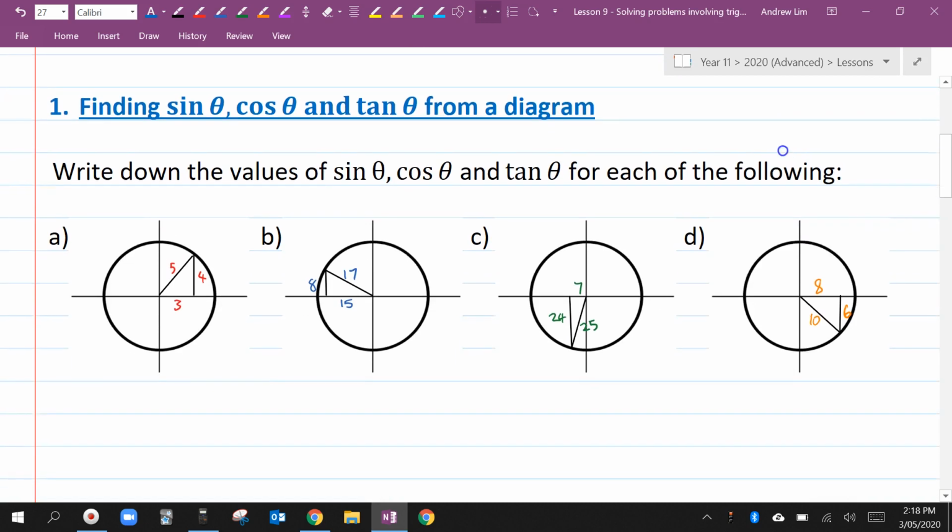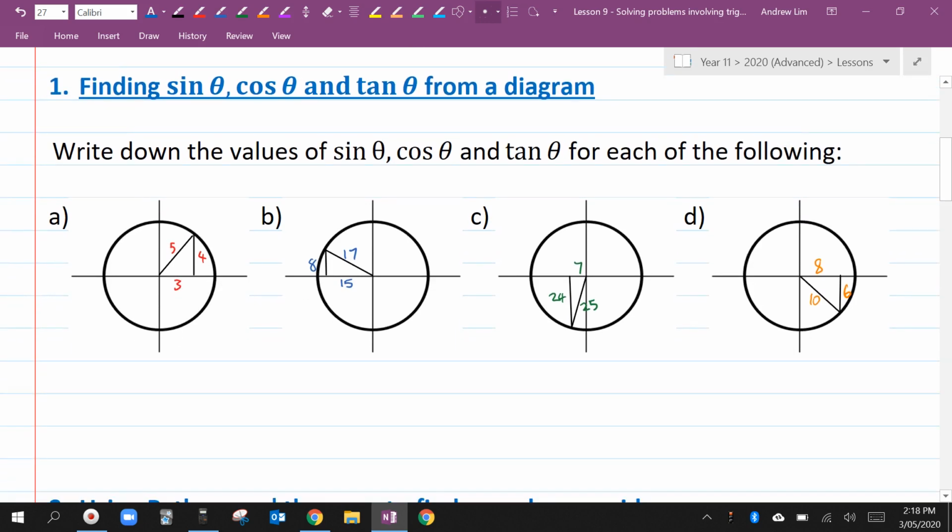So let's have a look at the first part of this lesson, which is how to find sine, cos and tan theta from a diagram. In particular, in a circle with the four quadrants, in the first quadrant all trig ratios are positive. In the second quadrant only sine. In the third quadrant only tan, and in the fourth quadrant only cos.